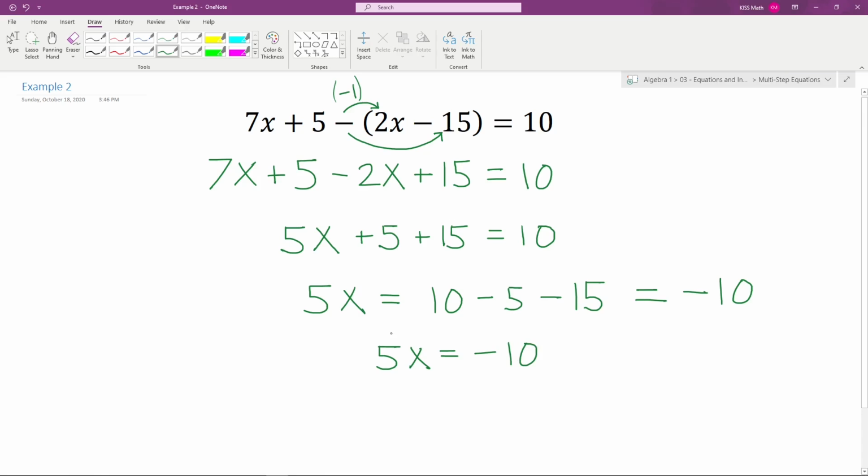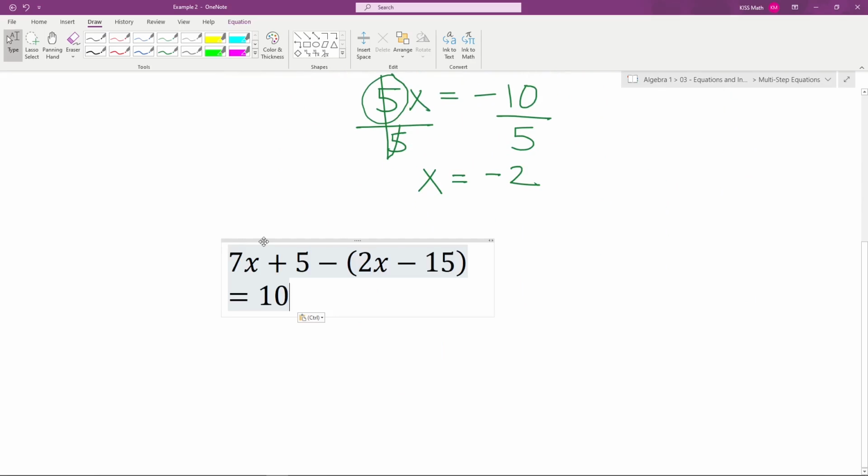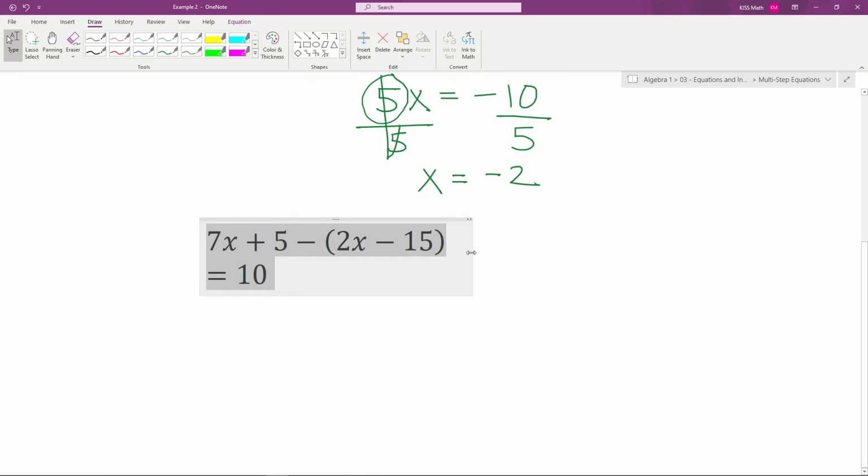Now I need to eliminate this coefficient here, and I do that by dividing by 5, and dividing by 5 on both sides. This cancels out, and so we just get x equals a negative 10 divided by 5 is negative 2. Okay, so now we're going to check our answer again. So our original problem was this guy here. And I'm going to plug in a negative 2 every time I see an x.